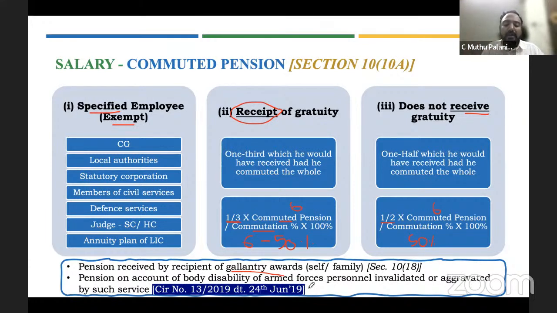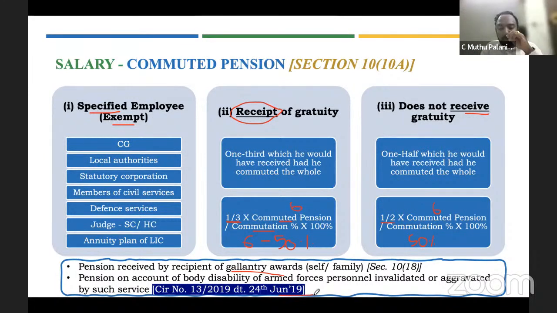Pension on account of bodily disability of an armed person invalidated. In the army, a person will enter into a place where everyone will be handicapped in some way or other. Such persons have lost their hand or leg during the army process, during the work. If they have been disabled, whatever they have been given will be available as exempt. The pension they are receiving during this period is exempt under the Income Tax Act. This is through a circular given in 2019.